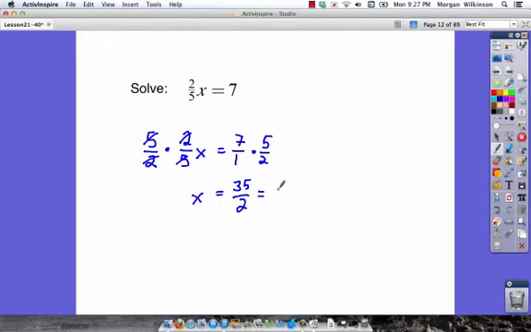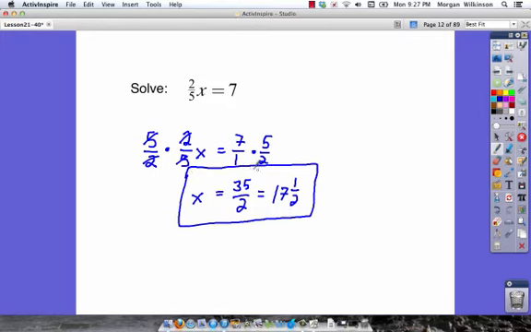Or we could report our answer as 17 and 1/2. Both of these answers would get us full credit, either the improper fraction or the mixed number. You pick which one you prefer to think about. We'll circle them both or box them both to show that they're both the same thing and they're both equal to x.